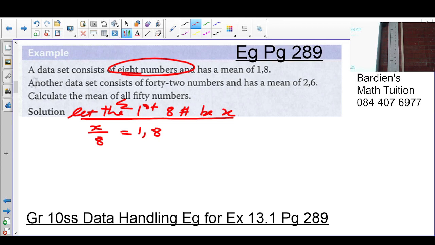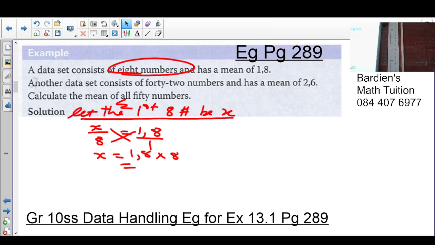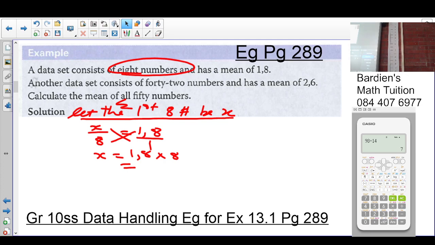Cross multiply: 1 times x equals 1.8 times 8. On a calculator, 1.8 times 8 gives 14.4. So what does this tell us? That when we add all those 8 numbers together, we get the answer of 14.4. You all agree with that?